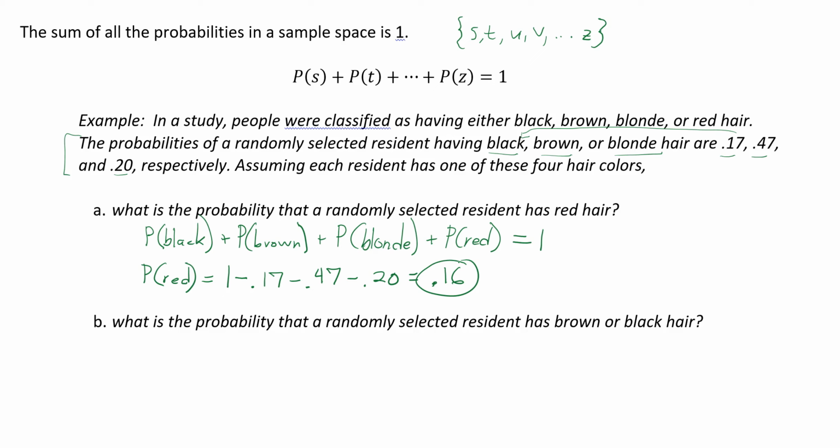Now, let's take a look at part B. What is the probability that a randomly selected resident has brown or black hair? So probability of brown hair, because it says or, we know we want to add these together because we want to know either brown or black. The probability of brown was 0.47. If we add the probability of black, which was 0.17, we arrive at 0.64 as the probability of having brown or black hair.